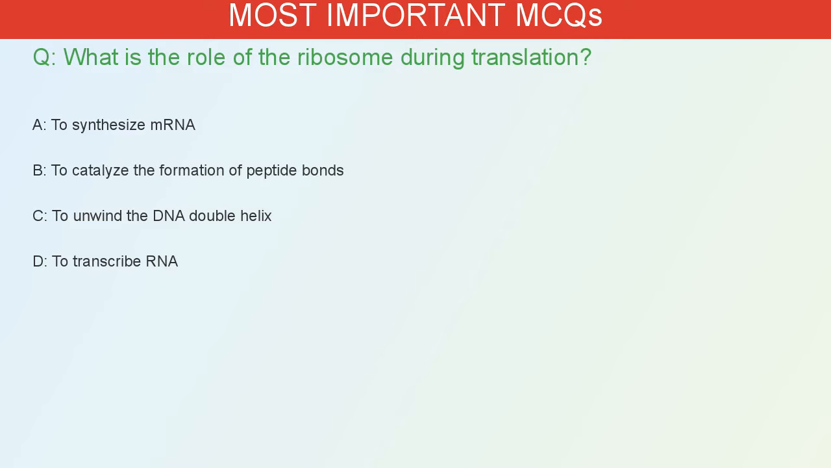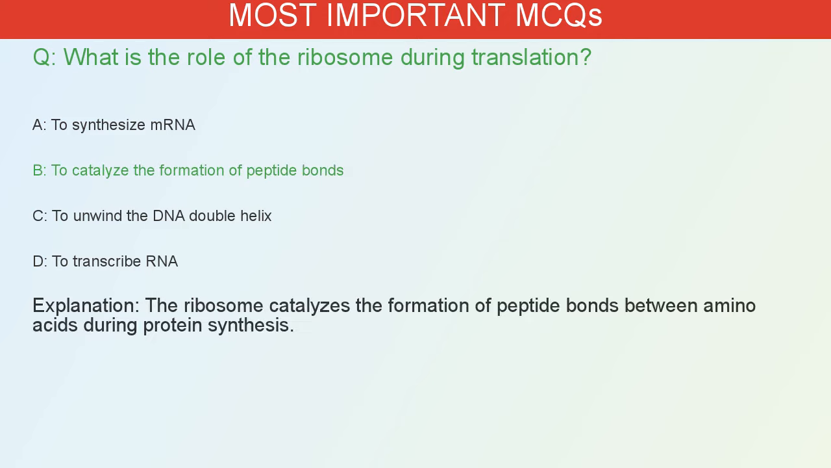What is the role of the ribosome during translation? A. To synthesize mRNA. B. To catalyze the formation of peptide bonds. C. To unwind the DNA double helix. D. To transcribe RNA. The correct answer is B. The ribosome catalyzes the formation of peptide bonds between amino acids during protein synthesis.